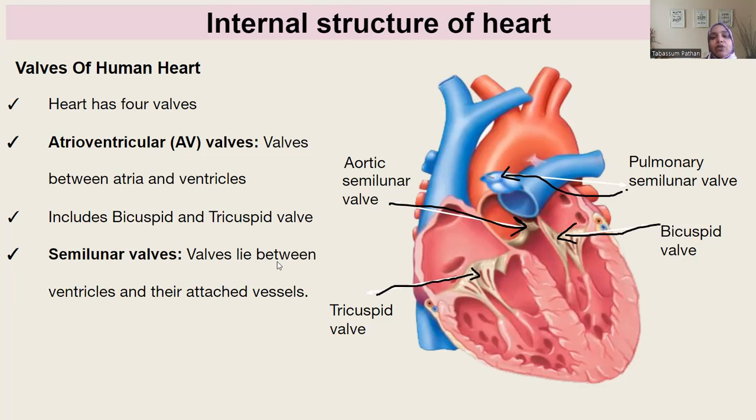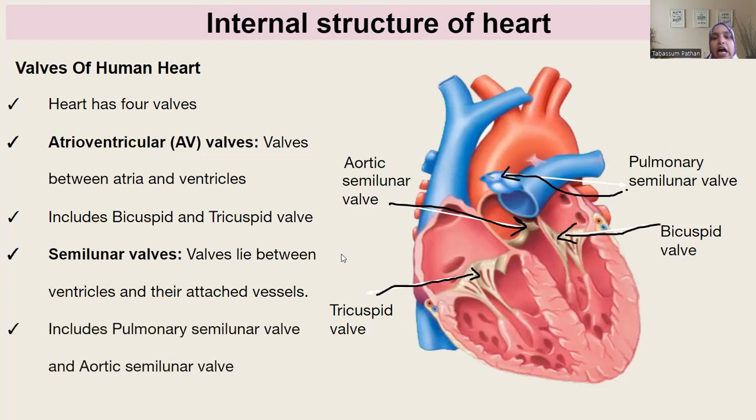Then you have the semilunar valves on the upper side. You can see they lie between the ventricles and the vessels they are attached to. They include the pulmonary semilunar valve and the aortic semilunar valve. Now, what is their structure and what is the function? We will see in a short while. This is just listing the valves and where they are present.